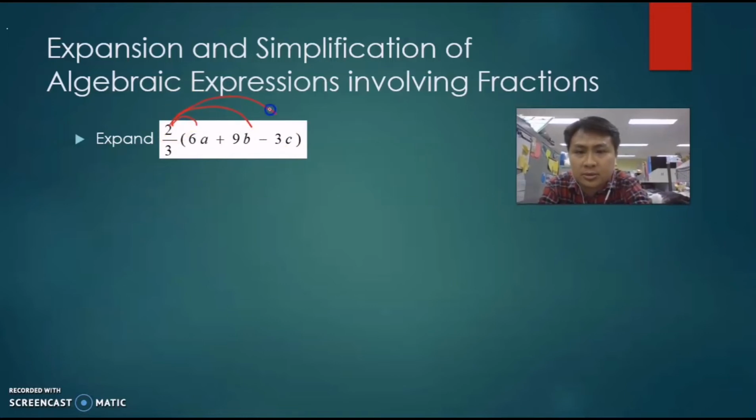So we'll distribute the 2/3 to all these 3 numbers. Okay. Next, we'll apply our multiplication rules. Positive times negative will give us positive. Positive, we don't need to write a plus, we'll just leave it there. Now we are dealing with fractions.